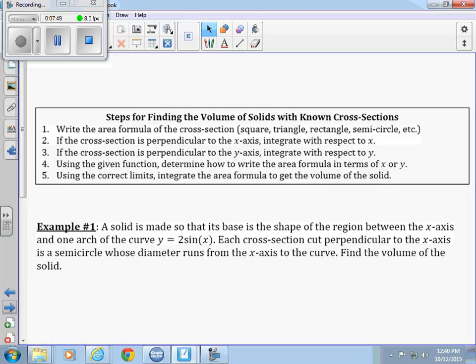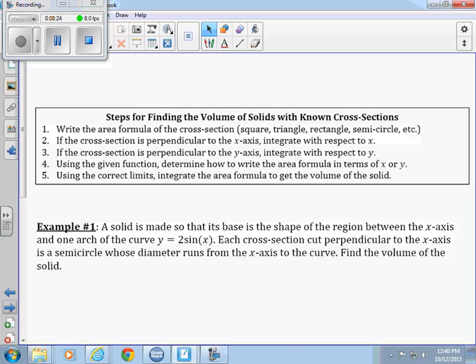So to find the volume of a solid with a known cross section, we're going to write the area formula of the cross section first of all. We're going to find the area of just a piece of it. If the cross section is perpendicular to the x-axis, we're going to integrate with respect to x, and I'll show you in a picture why that is. We're going to be adding up a bunch of volumes of boxes or triangular prisms or whatever the shapes may be, with a little tiny dx piece as the width.